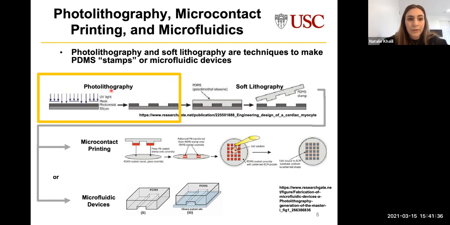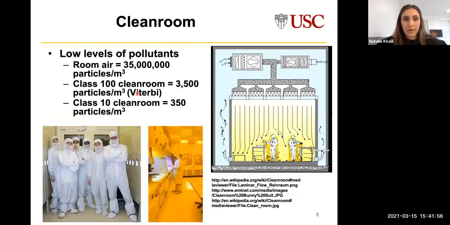So in photolithography, we're going to use UV light to selectively expose regions of a light-sensitive material to light, in order to selectively create these microscale features in the regions that we want them to be in. And so we'll go through the process of this now.